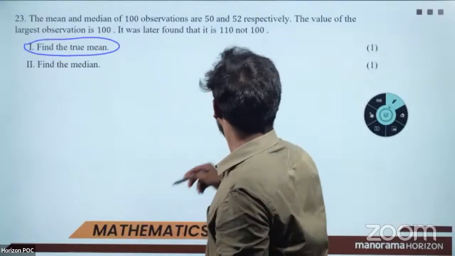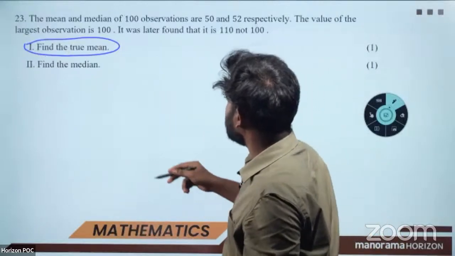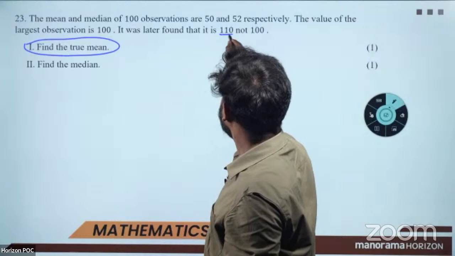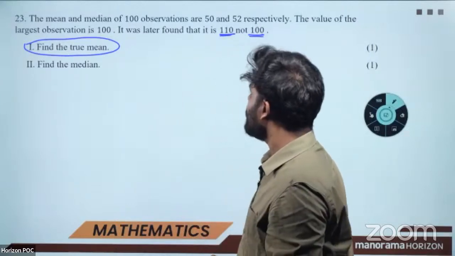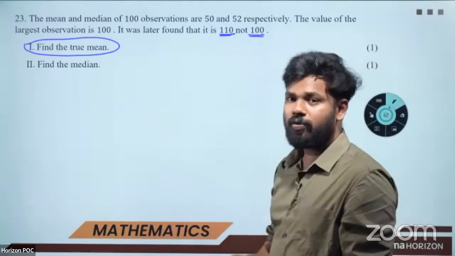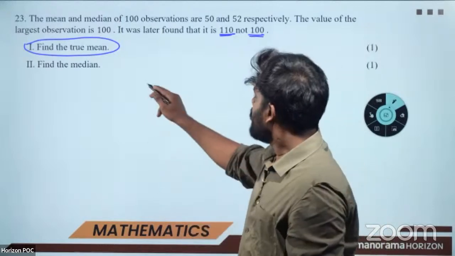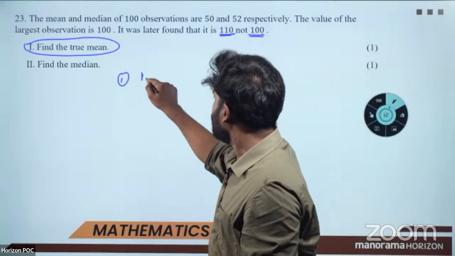So what happened here? The value of the largest observation is 100. It was later found that it is 110 but not 100. So that is the question. What will be the true mean, or what will be the exact mean there? Okay, so what is the formula for mean? Let's write the formula for mean.